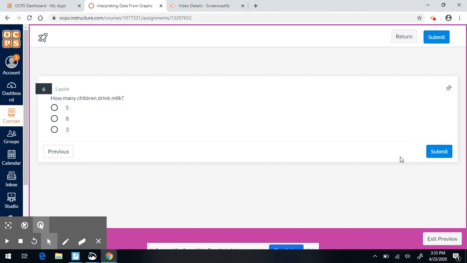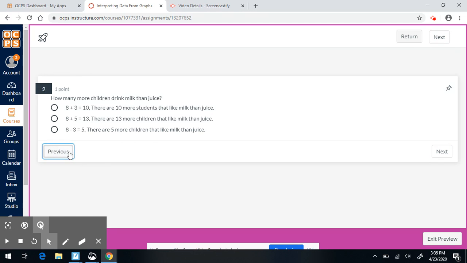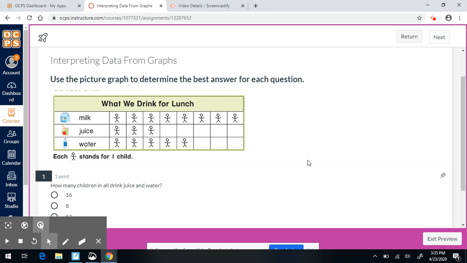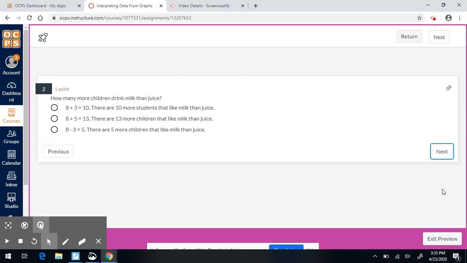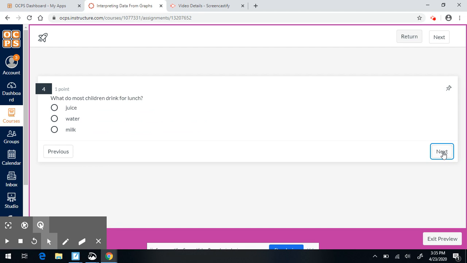And then number 6, how many children drink milk? So you'll just go back to the chart and count how many children drink milk, and then record that. Is it 5, 8, or 3?